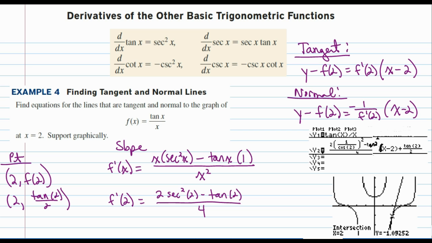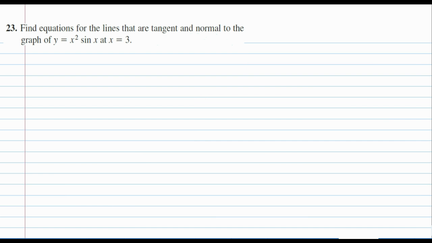Now to check it in my calculator, unfortunately there's not that great of a shortcut. What I did was I graphed the whole expression for the tangent line, and since the only thing that changed was the slope, I just assumed I would get the slope right if it were opposite and reciprocal. So now try problem number 23.